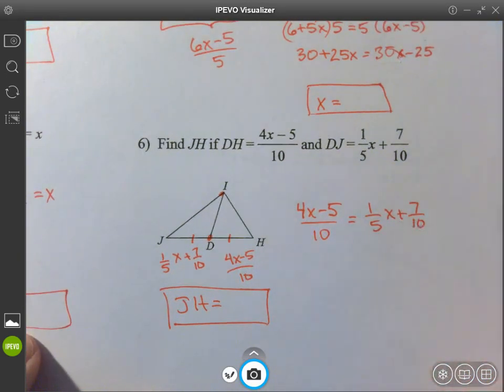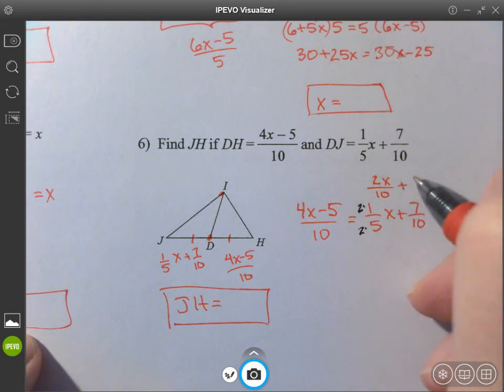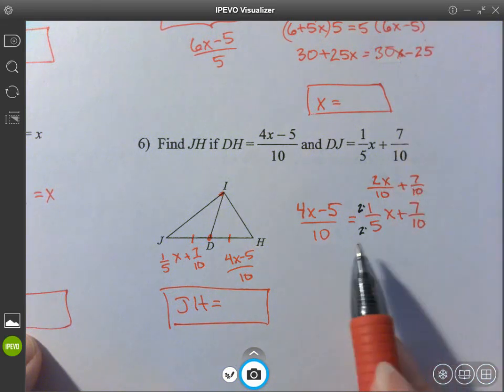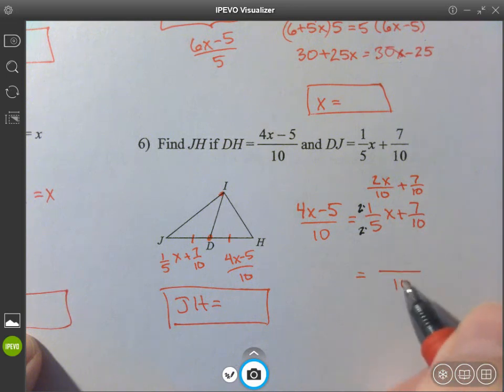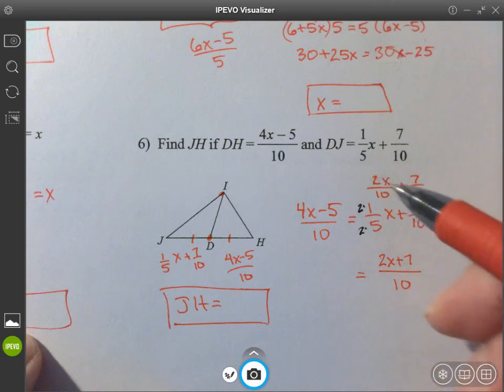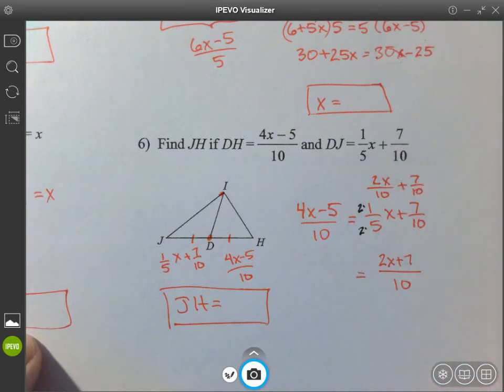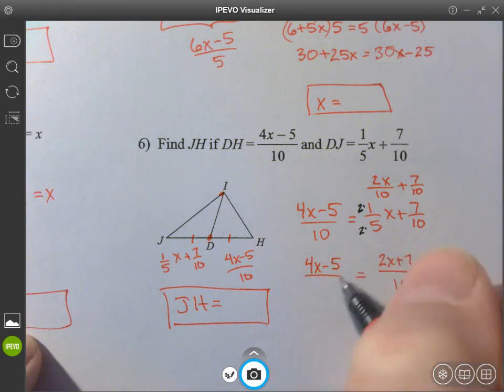All right, let's get a common denominator over here. Times 2 times 2. So this would give me 2x over 10 plus 7 over 10. So if I get a common denominator, do you see that I would keep that common denominator of 10, and then I can add my numerators, 2x plus 7. 4x minus 5 over 10.